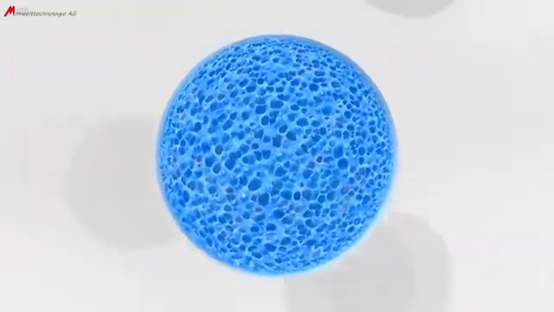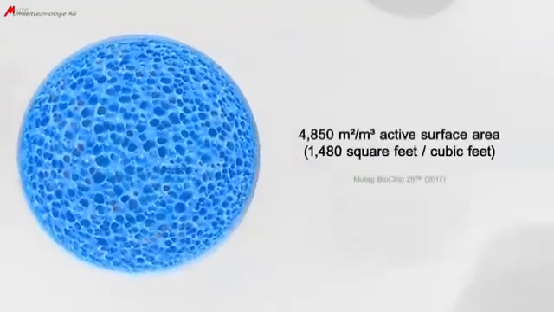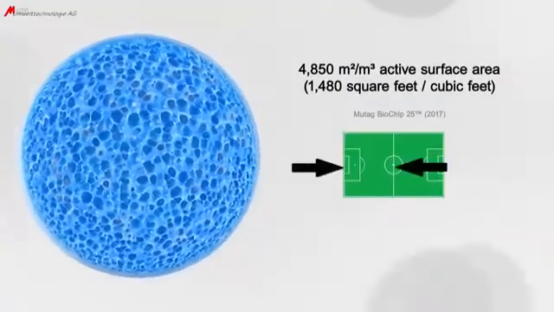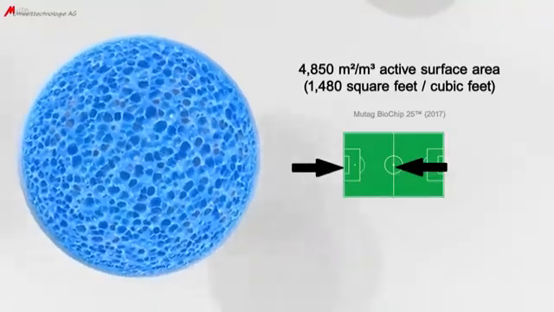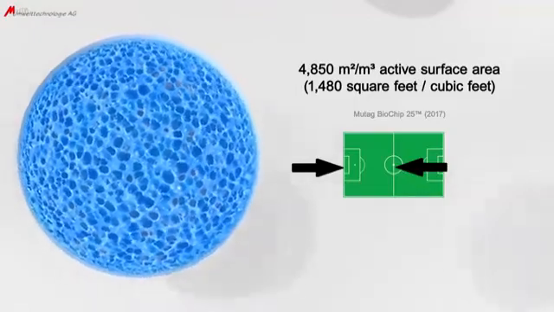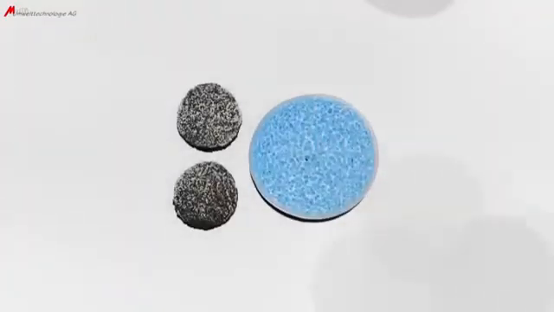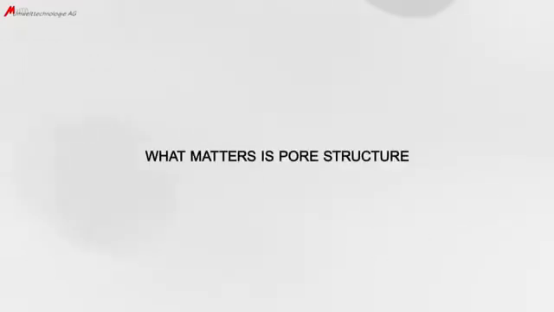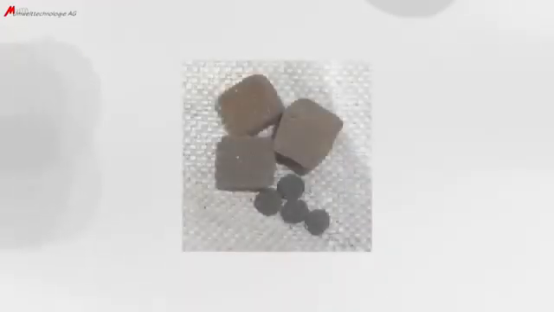The active surface area of the Mutag biochip is certified with 4,850 square meters per cubic meter or 1,480 square feet per cubic foot. It is, however, not the surface area which is important for the removal performance. Crucial is the amount of active biomass in the pore system. A pure surface comparison of porous carriers is not correct and can lead to extreme differences in the removal performance.